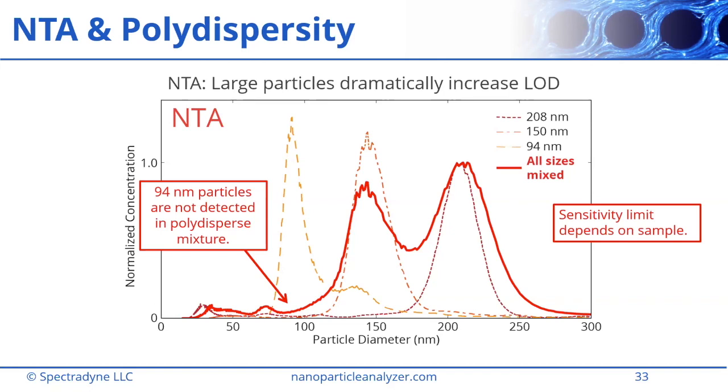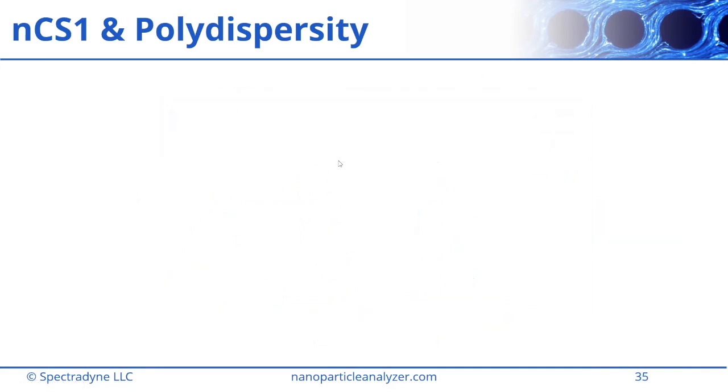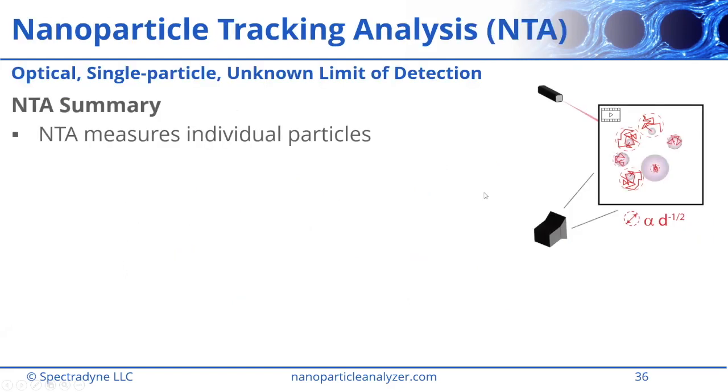What happens when we use an orthogonal technique to measure these samples, like MRPS? We repeat the same individual experiments and they all measure just fine, the same concentration. This time, when we mix them together, we get exactly what we expect. We get a superposition of the three monomodal distributions, equal concentrations, and resolved the different components.